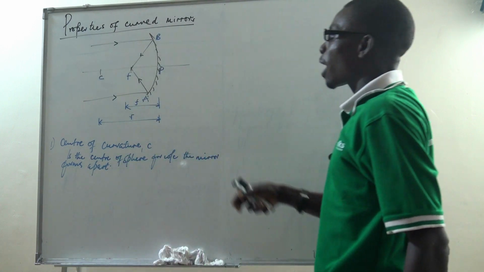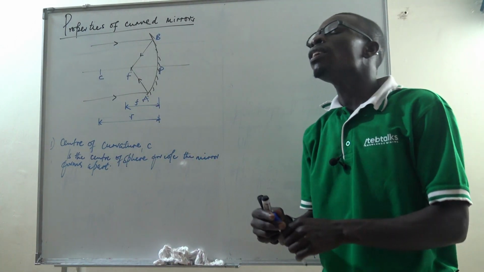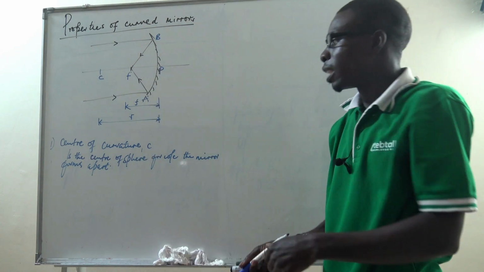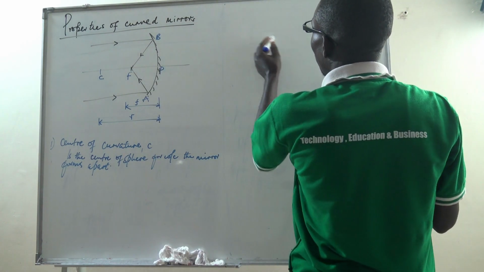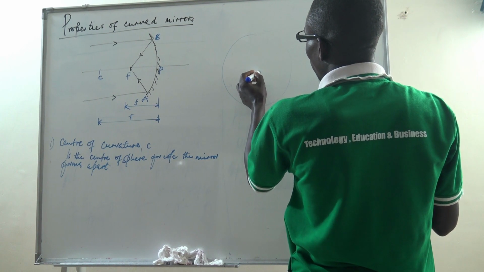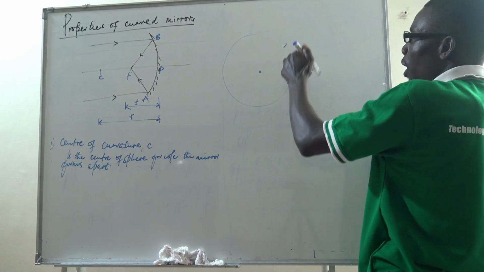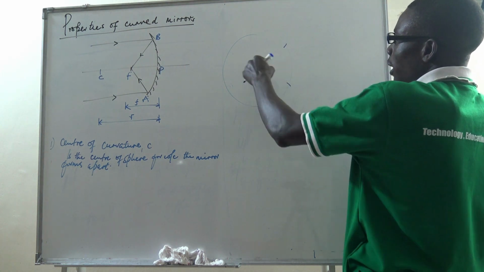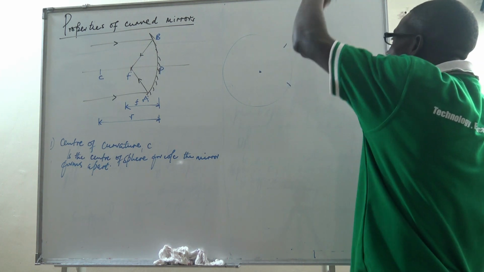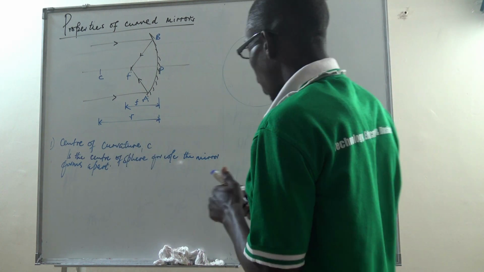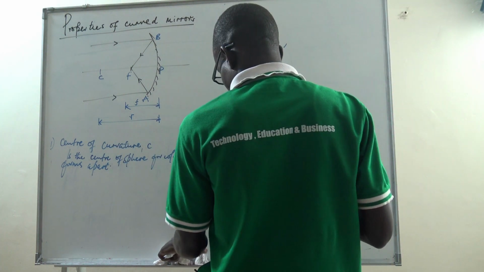So the center of curvature is the center of the original sphere of which the mirror was a part. Is that okay? We had a sphere like this, and its center was here, and then we decided to cut that sphere to get a mirror from it. So it is the center of the original sphere from which the mirror came. That is what we are calling the center of curvature.